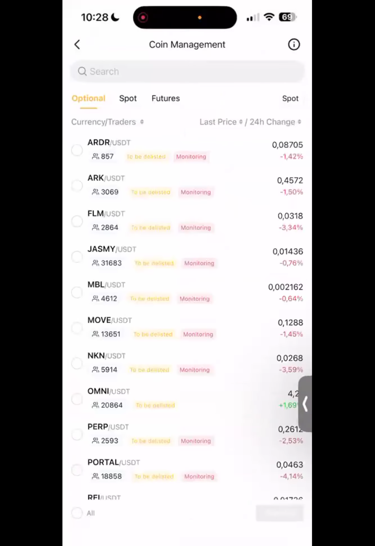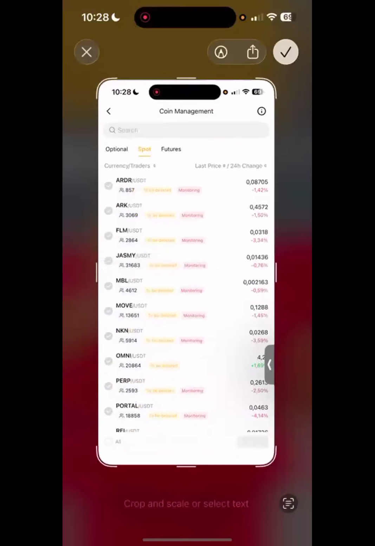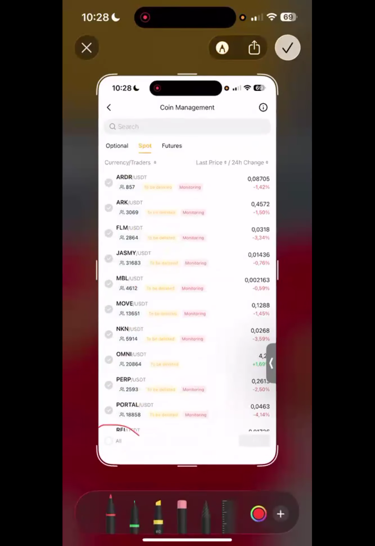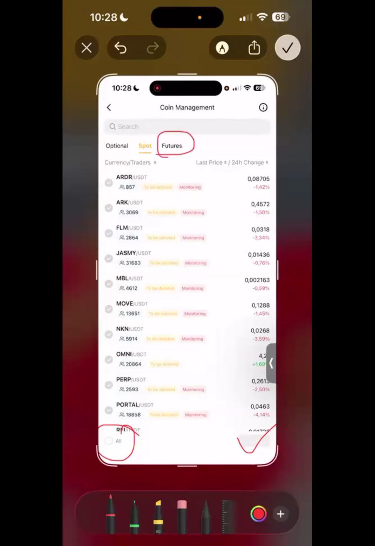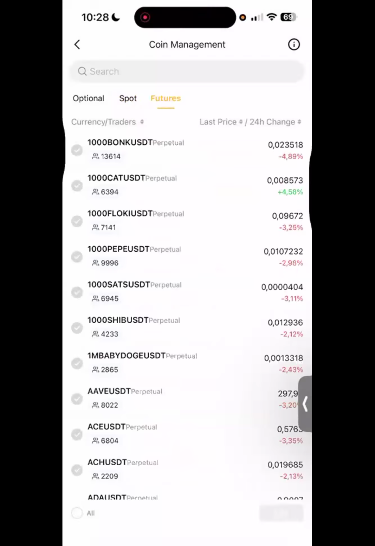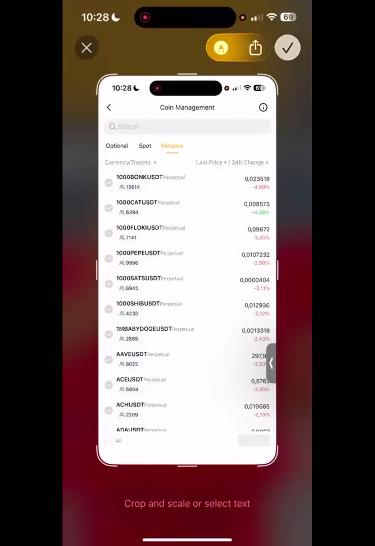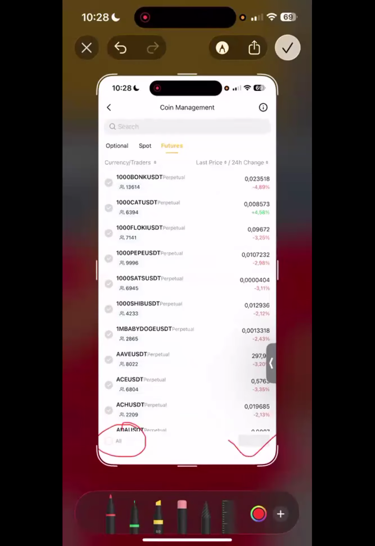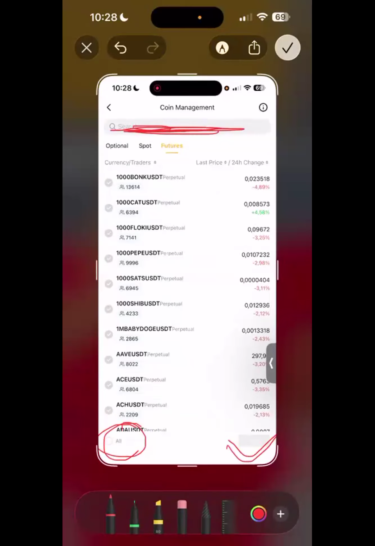This is the button that, if you want to add the coins that are not default, you tap on spot. Then what do you do next? You tap on all, then you add. If it is futures, you switch to futures. Then you select all, then you add. If you don't want to add all, you can search for the name of the coin you want to add, then you add. I hope that is clear. That is how to add the non-default coins.